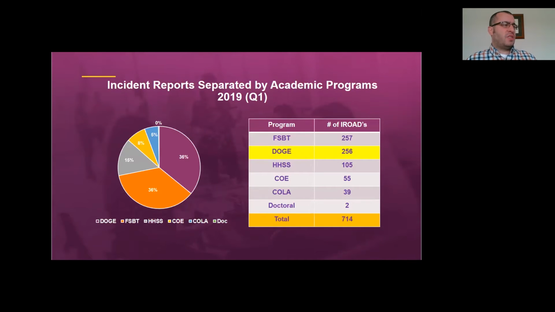Lastly, in terms of the data, you see a breakdown of the number of incidences being reported by academic programs. The two highest programs are Ford School of Business and Gen Ed, but all of the schools really do see some incidences being reported, including the doctoral program. So we want to make sure that we continue to stay on top of this, because it's a situation that is seen across the board in all different academic programs here.